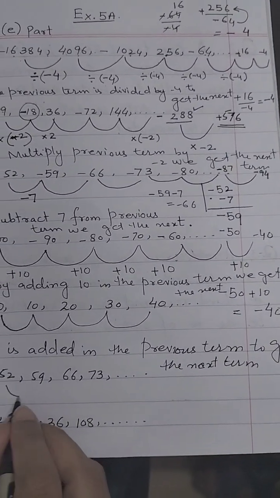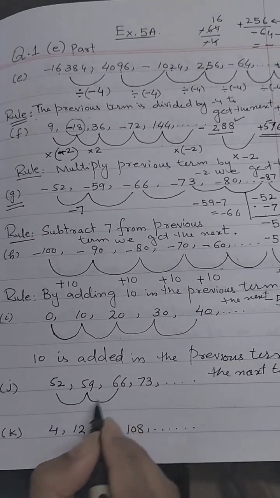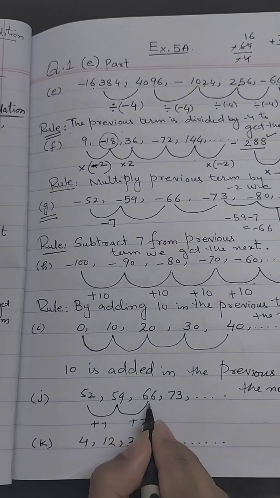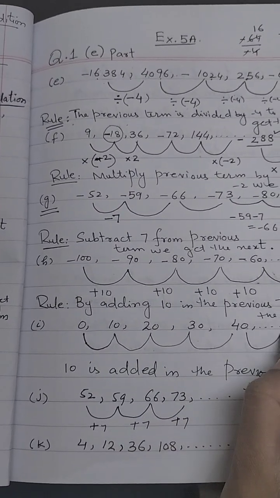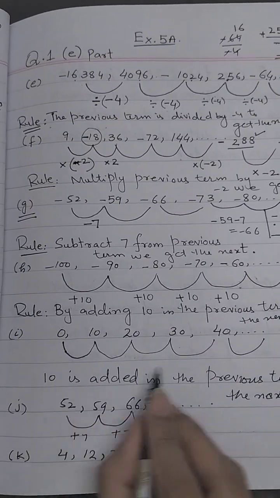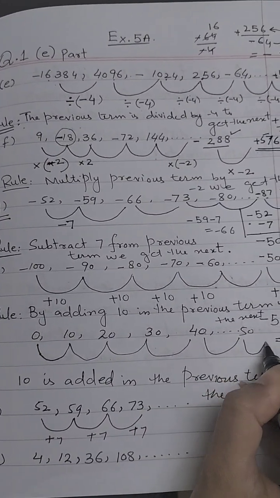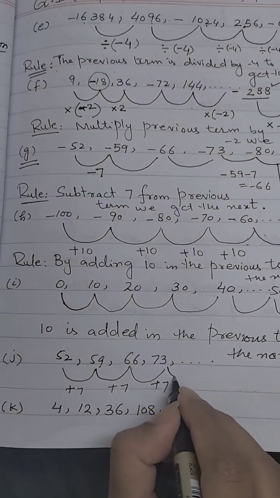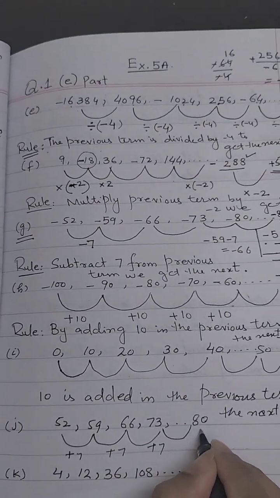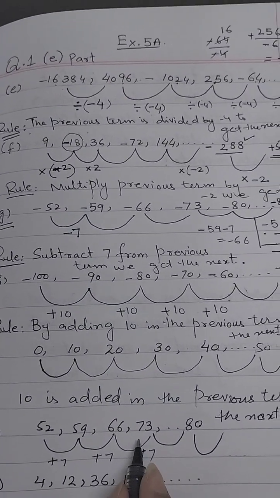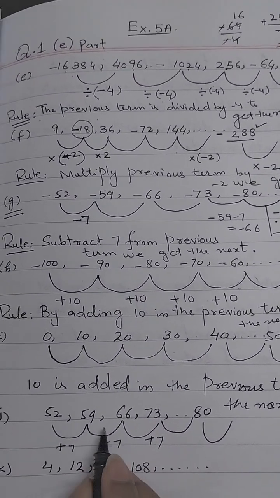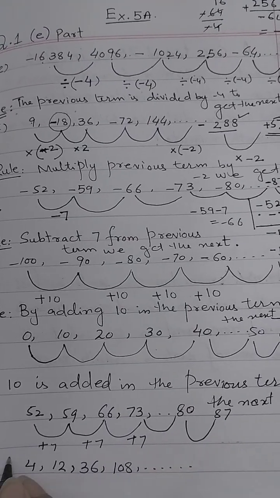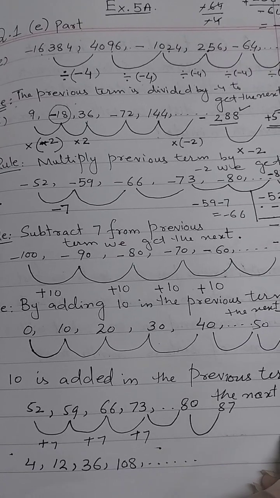When we talk about this one, just look at the pattern. 7 is added in it, then again 7 is added, 7 is added, and the next two terms will be like in the previous question, 50 and then 60. This is a very simple pattern. So when you add 7 in it, you get 80. Then when you add 7 in it, you get 87. And the rule is same. When you add 7 in the previous term, you get the next term.